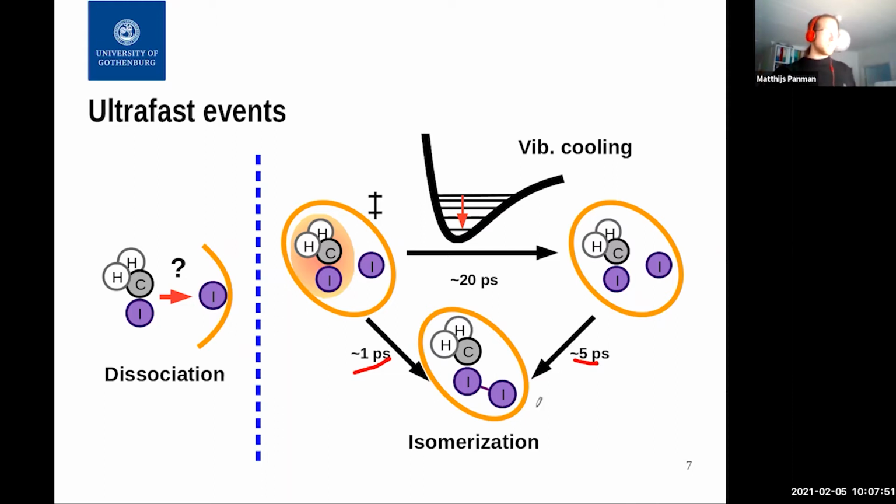Now the problem is that all the signals that belong to these species and the vibrational cooling process overlapped fairly strongly in the spectra. So it's quite difficult to distinguish between these different contributions, which is why these lifetimes are approximate. And as you can see, all the species before the isomerization involve non-covalently bonded species.